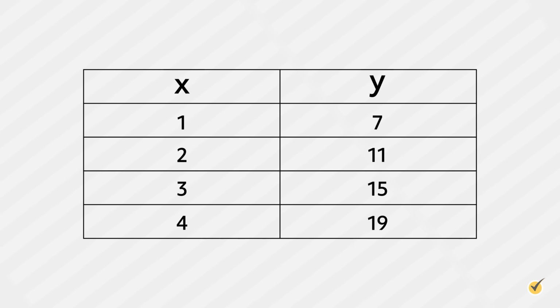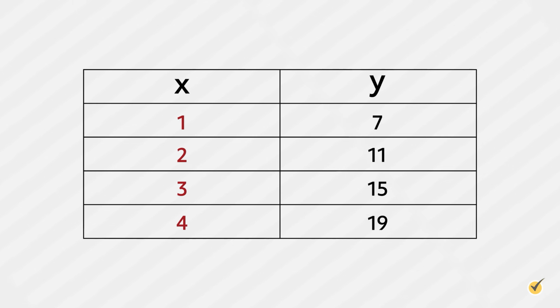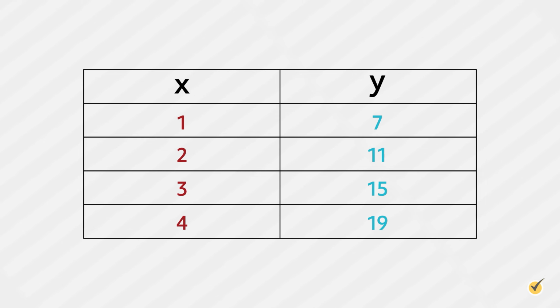Now let's look at a table of values for the first 4 terms of this function. In this case, we are only looking at a portion of the function, so our domain of values would be 1, 2, 3, and 4. And our range of values would be 7, 11, 15, and 19. Let's try a couple of examples.